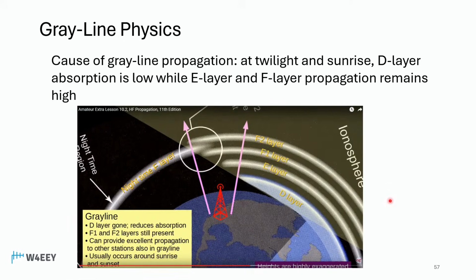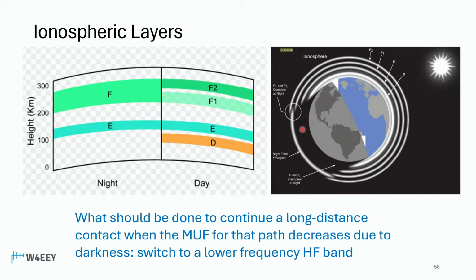A little bit more on the physics of gray line. The cause: at twilight and sunrise, the D layer absorption is low, while the E layer and F layer propagation remains high. And here again are the layers D, E, F1, and F2. Another picture of the layers, or regions.